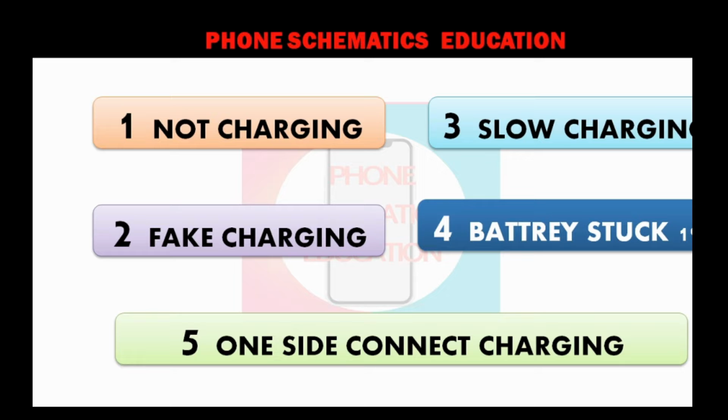Now next, one side connected charging. Now the iPhone cable connects both sides, right? You know that the connectivity from the cable works on both sides. But in this fault, when you connect the charger, it's connected only on one side. When you connect the other side, it does not charge or does not connect. You replace the cable with a new cable, but the fault remains the same. It's called one side connected charging.